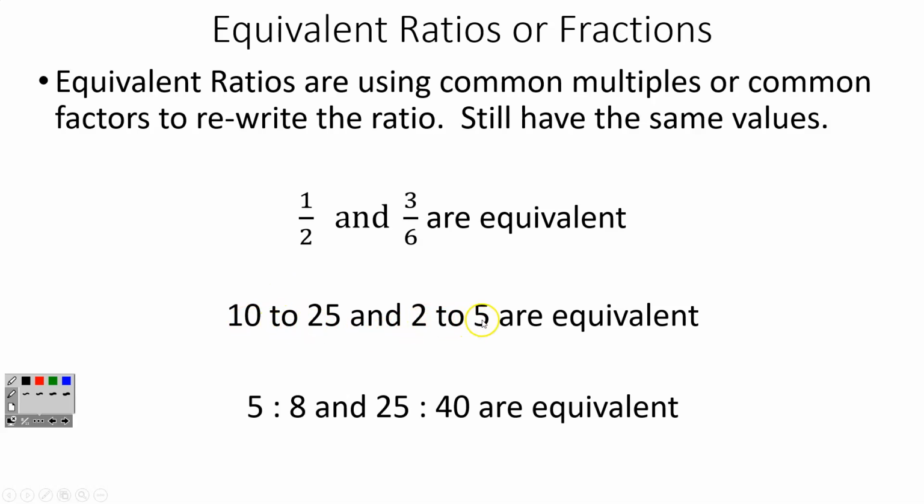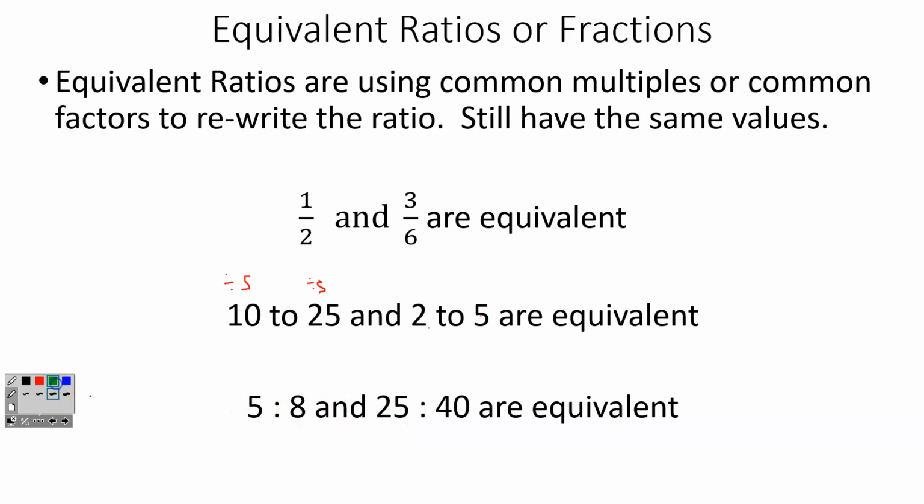10 to 25 and 2 to 5 are equivalent, because if I divide the top number, or the first number, by 5, and the bottom number by 5, well, 10 divided by 5 would give me 2. 25 divided by 5 would give me 5. So because I can divide the top and bottom, or the left and right, by the same number, this would give me my answer. They are equivalent.